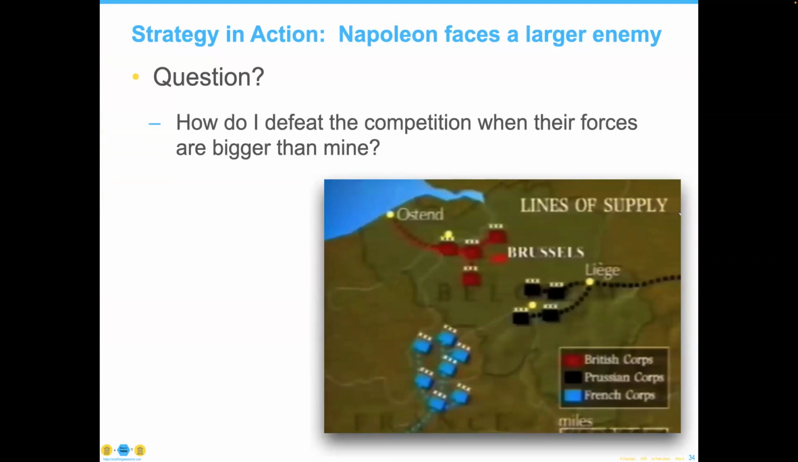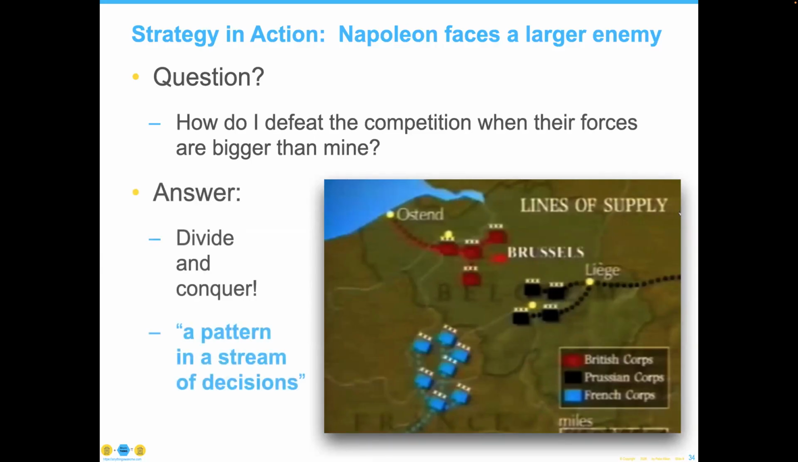This is a little more detailed, but it's one we still teach in the armed forces colleges out here when we're teaching strategy. So the context here is Waterloo and Napoleon, and Napoleon's in the blue, and opposing Napoleon are the British in red and the Prussians in black. You can see that those two armies combined are bigger than the French corps. Well, how do I defeat the competition when their forces are bigger than mine? Divide and conquer. Remember, it's a pattern in a stream of decisions here.